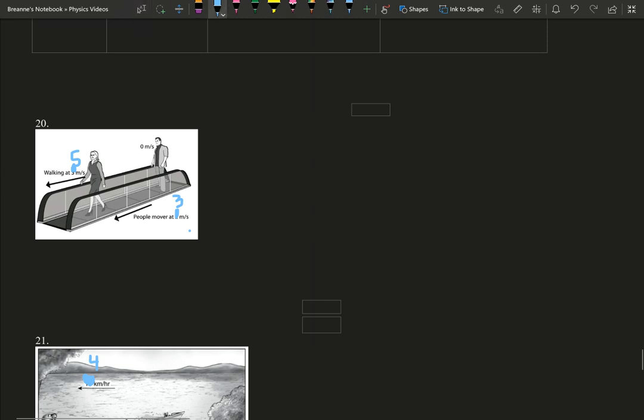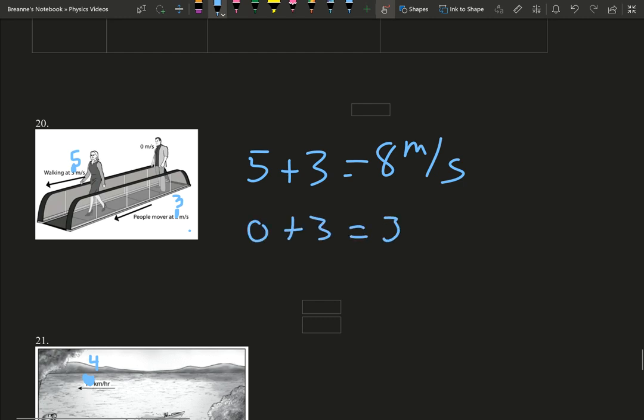So let's think about that. If I was just standing off the moving sidewalk, what would each one of these people actually look like they're moving? Well, the person walking would end up being 5 plus 3. So it actually looks like they're moving at 8 meters per second because the moving sidewalk is helping the person move. The person that's just standing there seems like they're moving at 3 meters per second because they're not moving themselves.